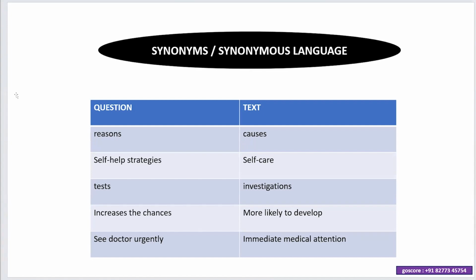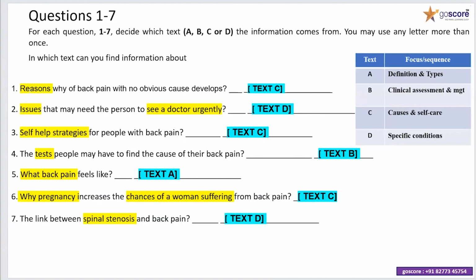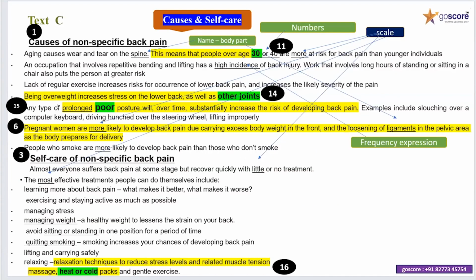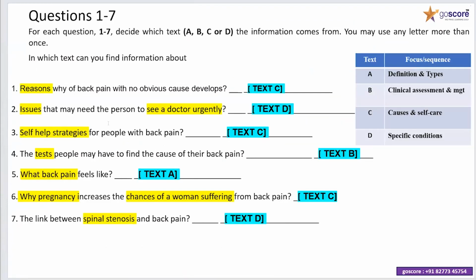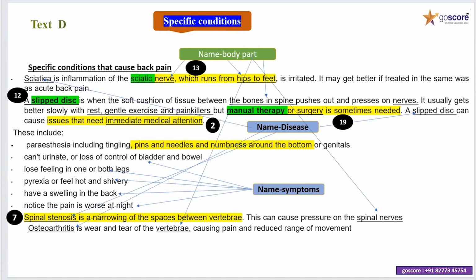So I'll just show once again from which part of the text it is. Reasons why back pain with no obvious cause develops. It is from text C. Here you can see causes of non-specific back pain. Then the next question, issues that may need the person to see a doctor urgently. Here you can see a slipped disc can cause issues that need immediate medical attention. So seeing the doctor urgently means immediate medical attention. So it's from text D.